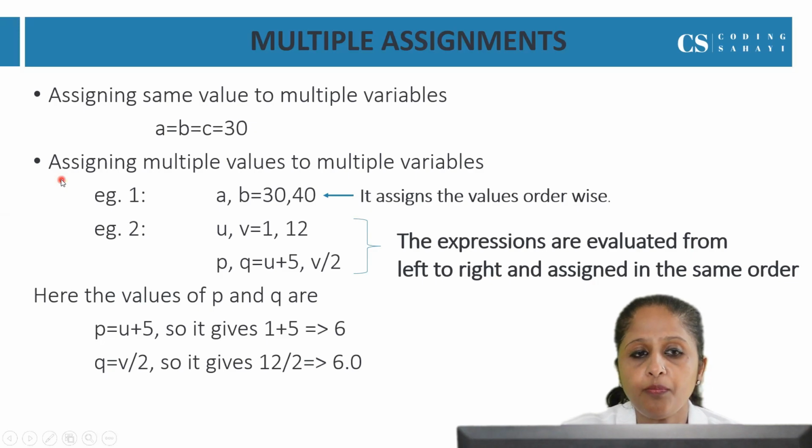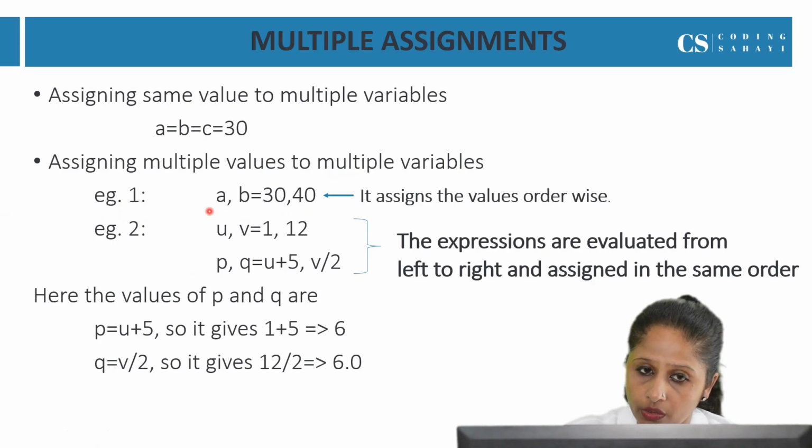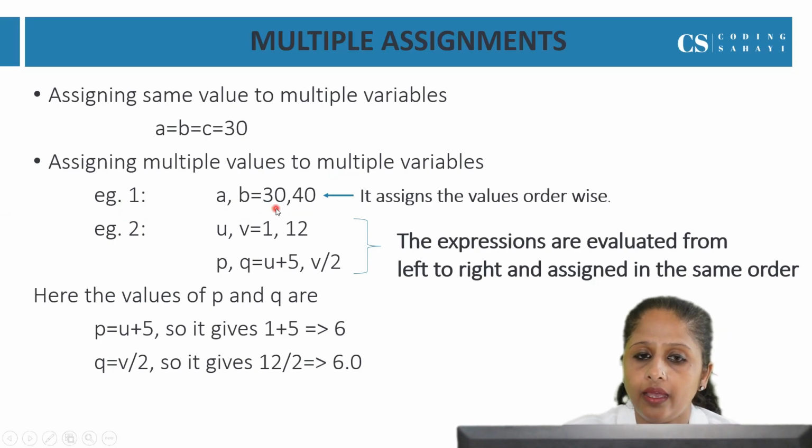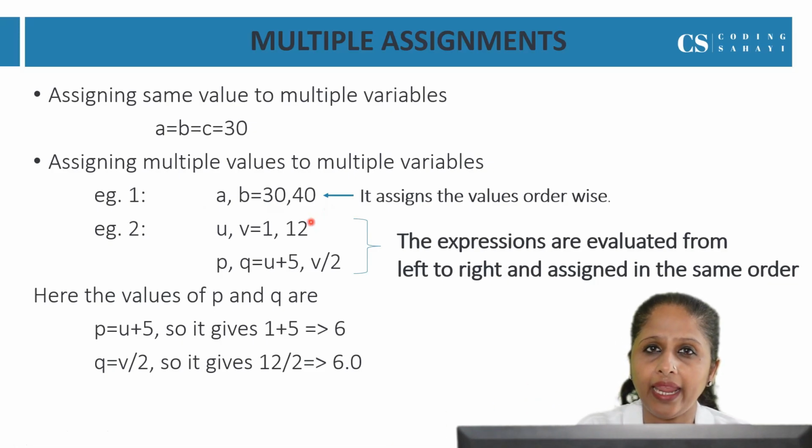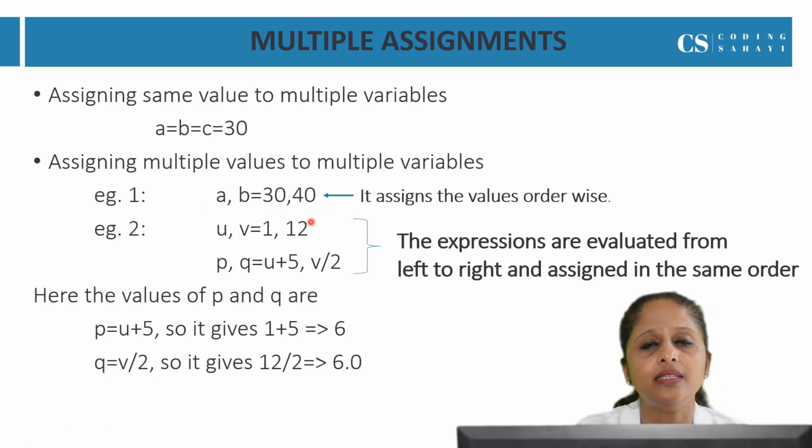Next we have the very important one, assigning multiple values to multiple variables. See, this option is not there in other programming languages. So this is a very important feature in Python. You can see this one: a comma b equal to 30 comma 40. So here we are assigning values to a and b as 30 and 40 simultaneously. That is, a is getting the value, at the same time b is also getting the value.